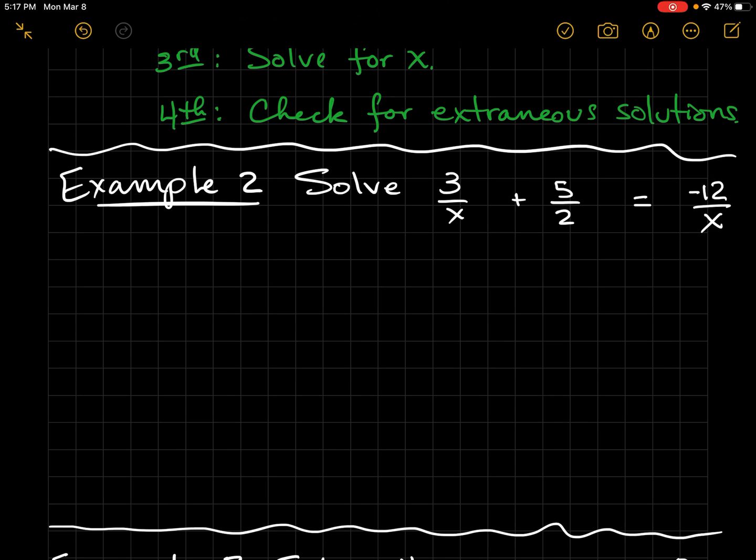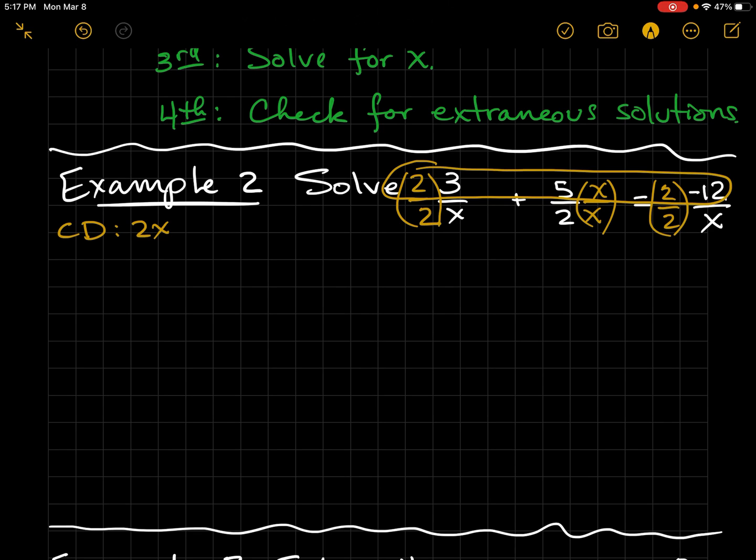I'm going to decide that my common denominator is going to be 2x. I'm just writing this here. You don't have to do that. So in order to get this to be a 2x, I need 2 on the top and bottom. Here I'm missing the x. And here I'm missing a 2. And so now I have a common denominator. So I can write a new equation from the numerators only.